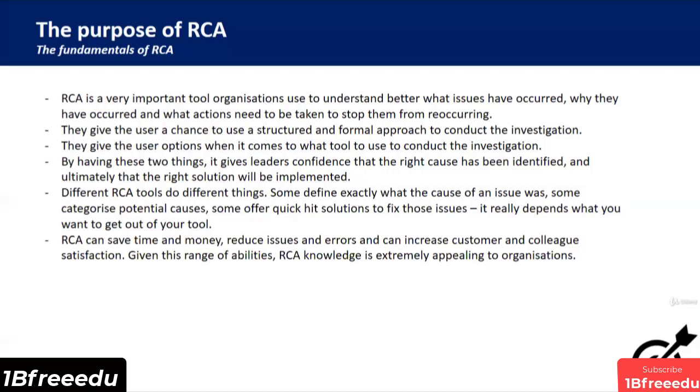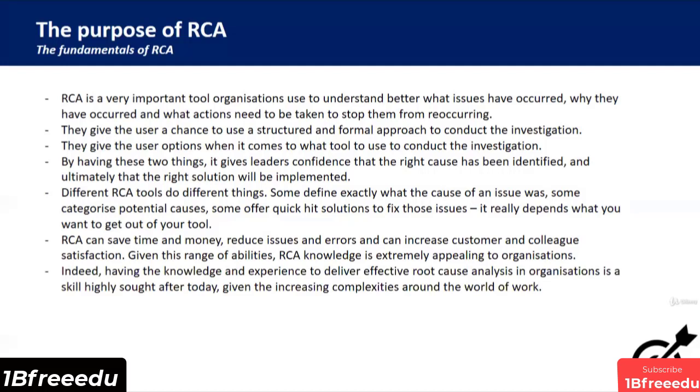Right, it's saving you time. You're not having to go in and fix errors constantly because you're now putting in fixes that last for the long term. It reduces those errors and issues. You're increasing how happy your customers are. You're increasing the satisfaction of your colleagues. You're saving time. You're saving money. All of these approaches have a knock-on impact that are good for your business.